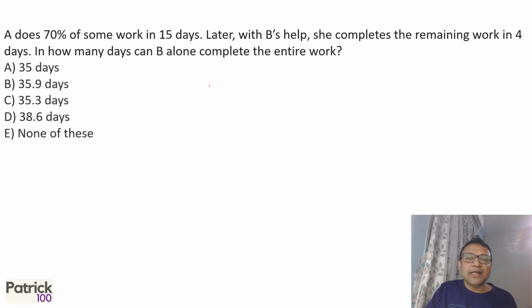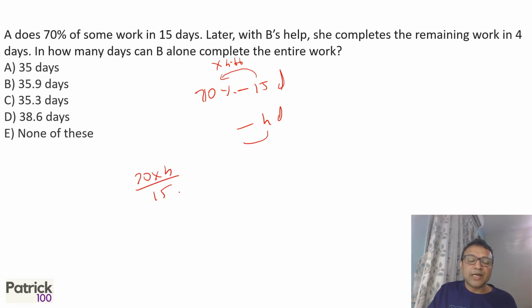A does 70% of some work in 15 days, and he works for 4 days more. So in 4 days, how much will he complete? If you notice properly, this is nothing but 4.66 times. 15 into 4.66 is 70. Or you can cross multiply, 70 into 4 upon 15. That's how much work is completed. 5 threes are 15, 14 fours are 56 upon 3. If you calculate this, 18.66% work is completed by A.